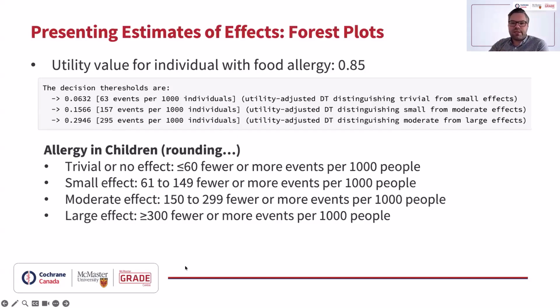And for ease of communication for the webinar, we can round these. So our threshold for a trivial or no effect is 60 fewer or more events or less. For going from a trivial to small effect, it's 61 events to 149 events. For a moderate effect, that would be 150 to 299. And then anything over 300, just rounding up to 295, would be considered a large effect. So again, about 6, 15, and 30% as our absolute effects.